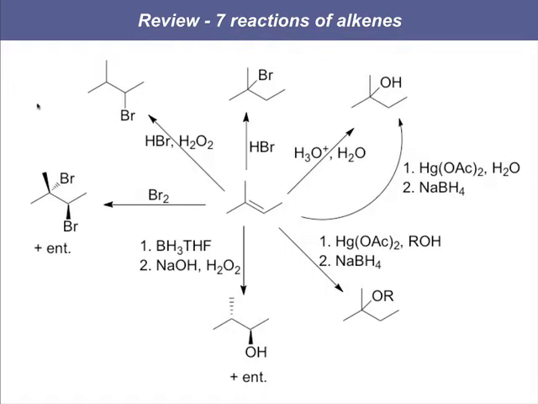We looked at Markovnikov addition of bromine. We saw anti-Markovnikov addition of bromine. We saw 2 methods for Markovnikov addition of OH, as well as a parallel Markovnikov addition of OR. We looked at anti-Markovnikov addition of OH, where the OH and the H that go on across the double bond add syn, and so we get enantiomers. And we looked at anti-addition of Br2 across the double bond, where we get anti-addition of bromines across the double bond, and therefore we also get enantiomers.